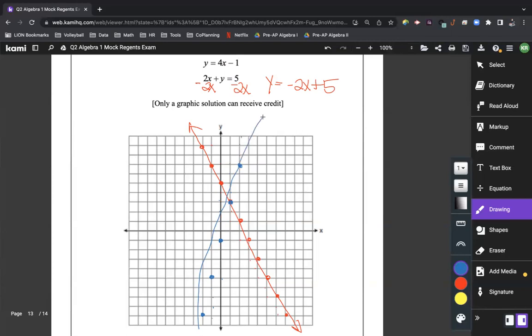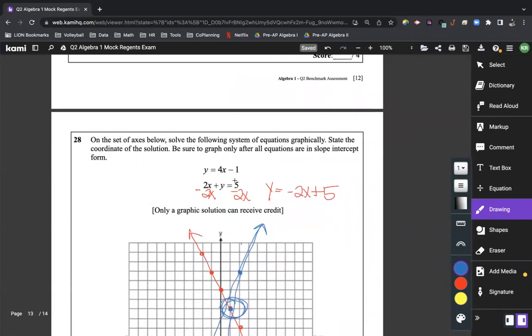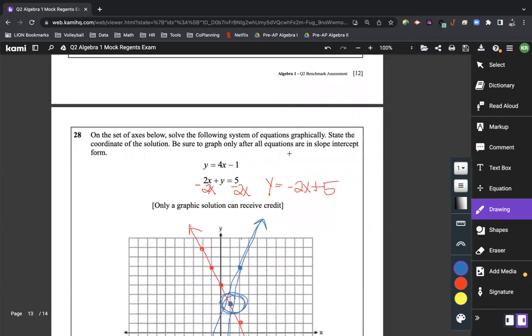Now I'm going to go ahead and connect. Whoa, sorry, my Wacom, my tablet is acting real funny. Your line should go through the points, okay? And then this is the point of intersection. So that is the solution. So to state the coordinates, be sure to, yep, it has to be in slope-intercept form.